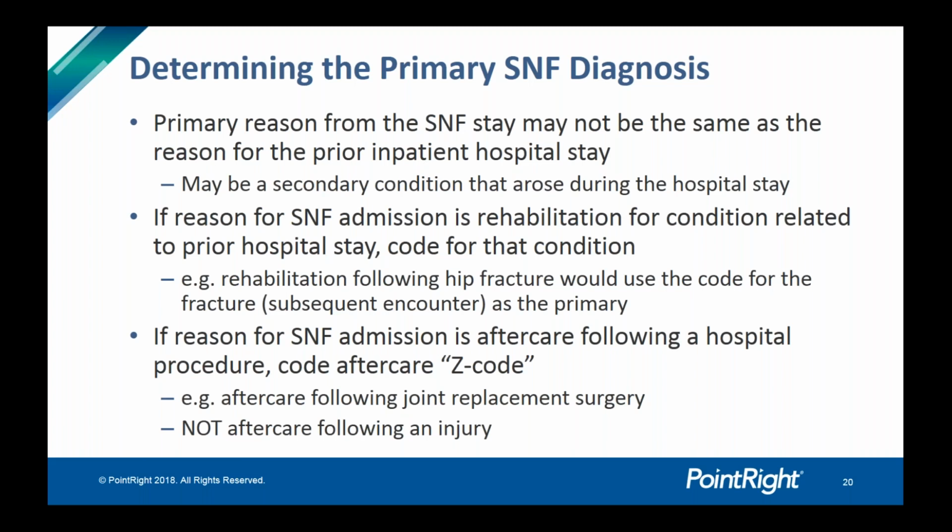Now, most of the time, of course, a SNF admission is for rehab from a condition that's related to the prior hospital stay. You're going to code for the condition from the prior hospital stay. So if I admit a resident for rehabilitation after a hip fracture, you would use the code for that fracture as a subsequent encounter as the primary diagnosis, if that's the reason for the SNF stay. Now, sometimes you're going to see aftercare. If the reason for the SNF admission is aftercare, you can use the aftercare Z code, but the classic example of this is aftercare following a joint replacement surgery.